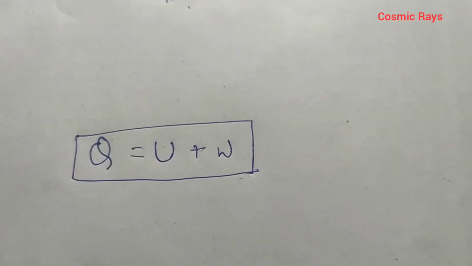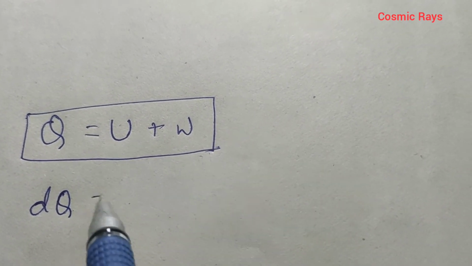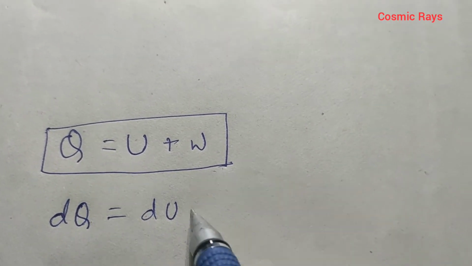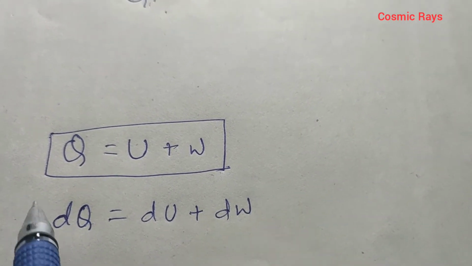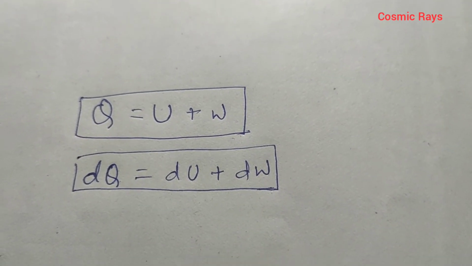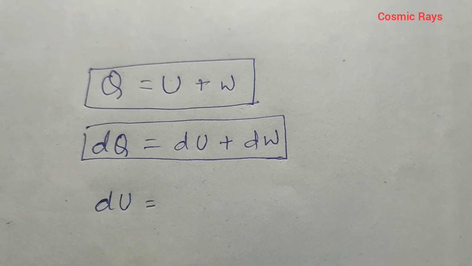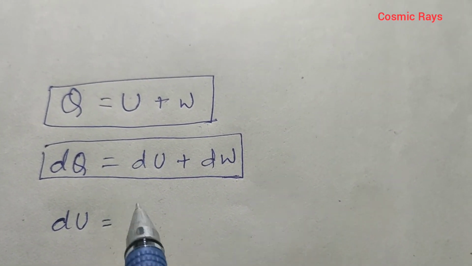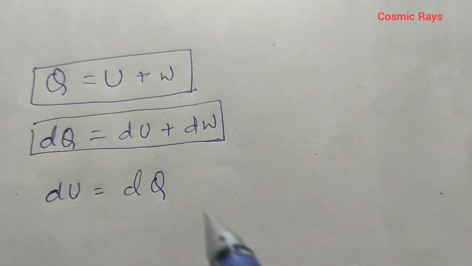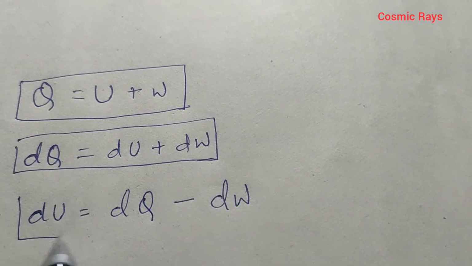Now if we assume that we have supplied a small amount of heat, then it will raise a small amount of the internal energy and a small amount of work will be done. So dQ is equal to dU plus dW. From here we can also define the change in internal energy dU as the difference between dQ, that is the amount of heat supplied, minus the amount of work done.